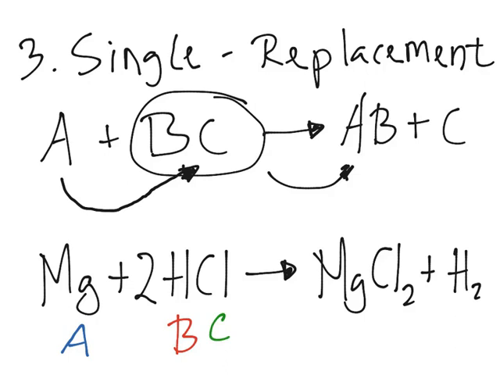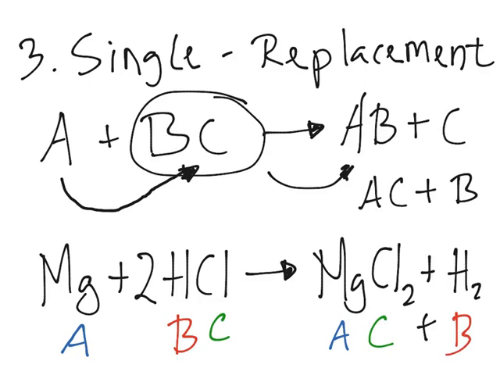And it really doesn't matter the order. This could also be like this. It could be A, C plus B. It doesn't really matter. But in this case, what happened was that the magnesium moved the hydrogen and made a compound with itself. So A, and then the chlorine is C, plus the B. So that is what happens in a single replacement reaction.